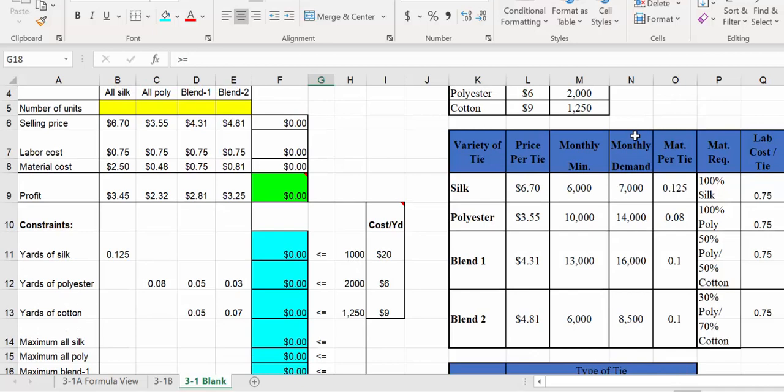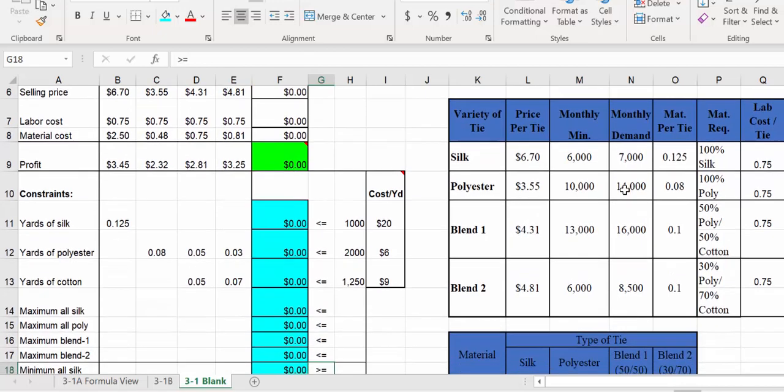We've got all of our monthly demand, which will represent the maximum, and this will represent the minimum. If you look at something like silk, what they're saying is we would like to have 7,000 or fewer ties. And then anything within that range, they're happy. 6,500, they're happy, but they wouldn't be happy with 5,000. They wouldn't be happy with 8,000.